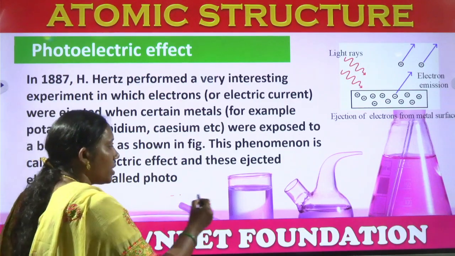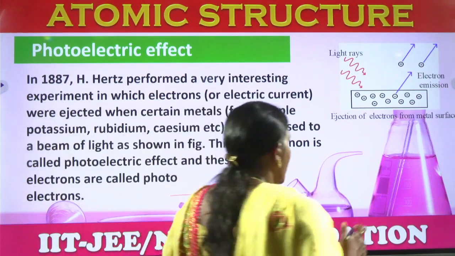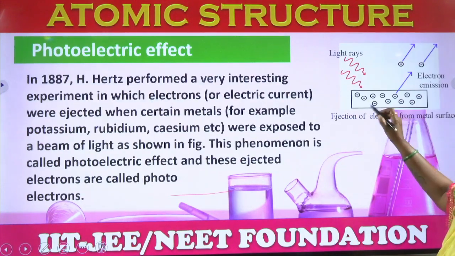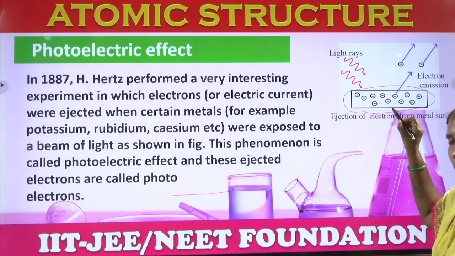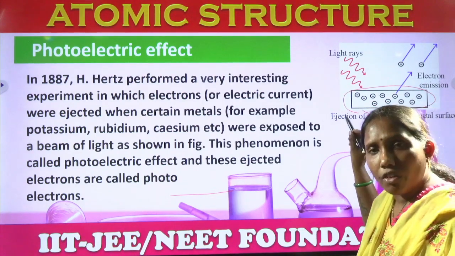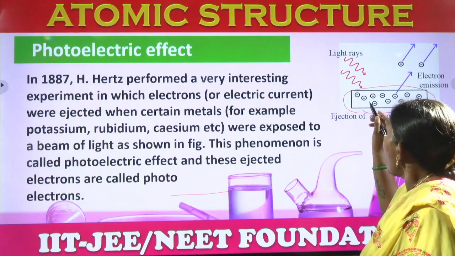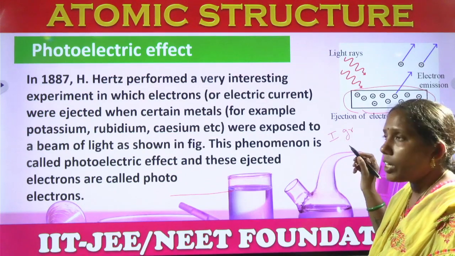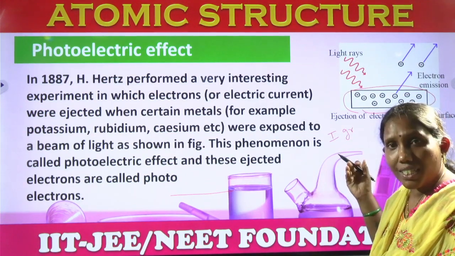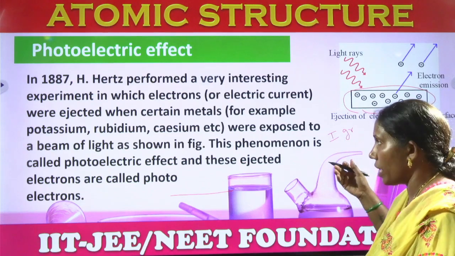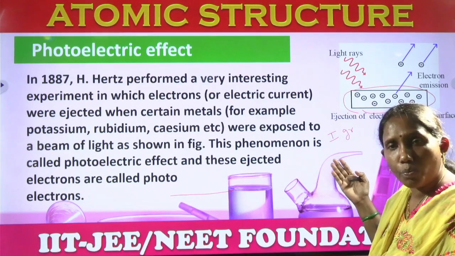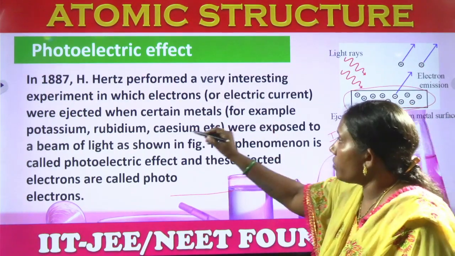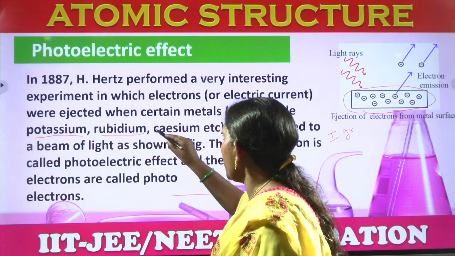If you take one metal sheet, you can observe here in this figure. So this is one metal sheet. Which type of metal is preferable for this photoelectric effect? First group elements. What are first group elements? Means alkali metals. We have lithium, sodium, potassium, rubidium, cesium. Francium is a radioactive element, right? So out of those, for example, potassium, rubidium, cesium.